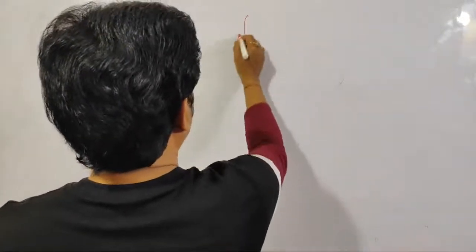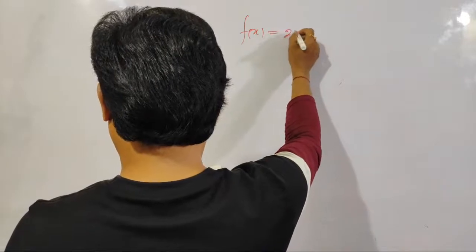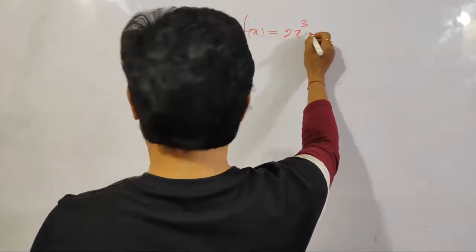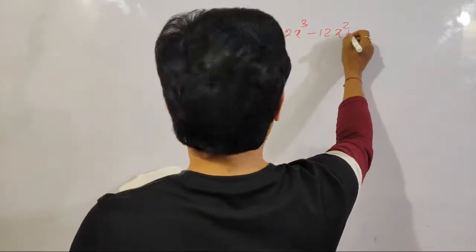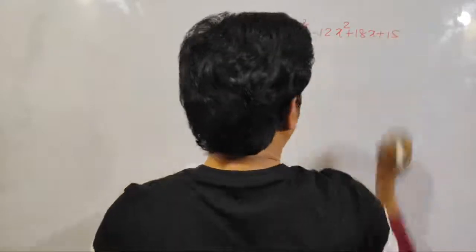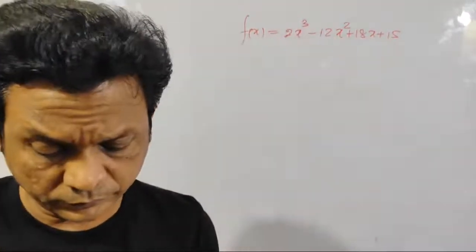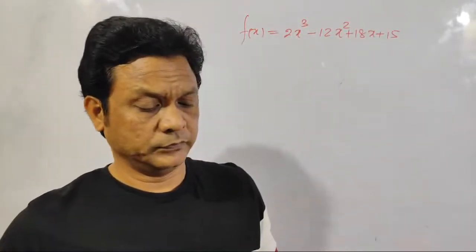See here, one question. F of x is equal to 2x cube minus 12x square plus 18x plus 15. Yesterday I have told you about increasing and decreasing. Have you done or not?